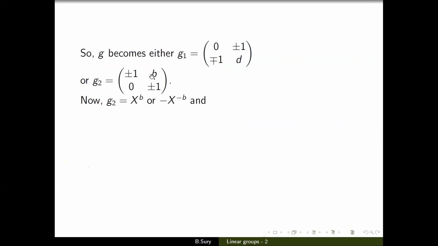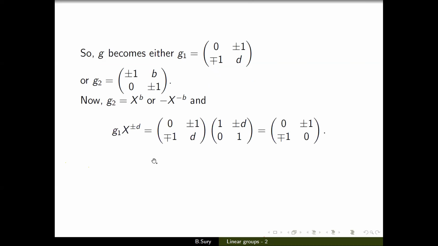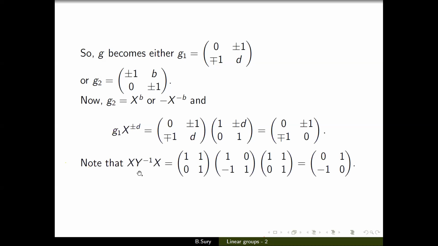What is this matrix? This matrix is simply a power of X or minus of that. Minus identity is already expressible. We know that. And in the case of G1, you just have to do one more process, multiply on the right side by the power of X, namely this, and you get this. And you know that this matrix you can get as X, Y inverse, X. So notice these things. These are very nice little relations, which are very easy to remember. X, Y inverse, X is this matrix, whose square is minus identity. So here is the matrix of order 4.